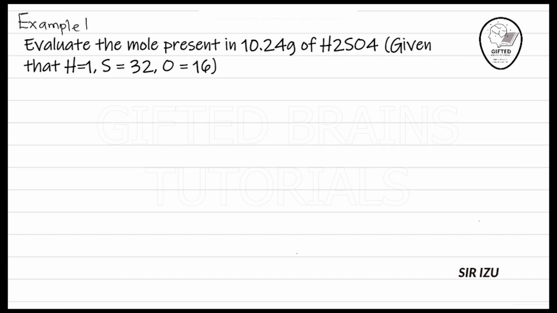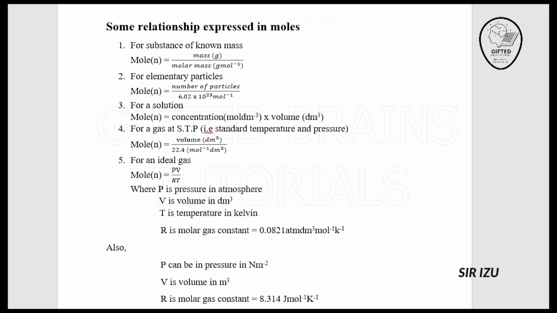Example 1. Evaluate the mole present in 10.24 gram of H2SO4, given that hydrogen is 1, sulfur is 32, and oxygen is 16. The first thing to ponder on is how do I get mole in this question? For the fact that we are given 10.24 gram of something takes my mind back to the relationships we have earlier. The best relationship that suits this is the mass relationship, because since we are given mass, we can use mass over molar mass to get the mole.